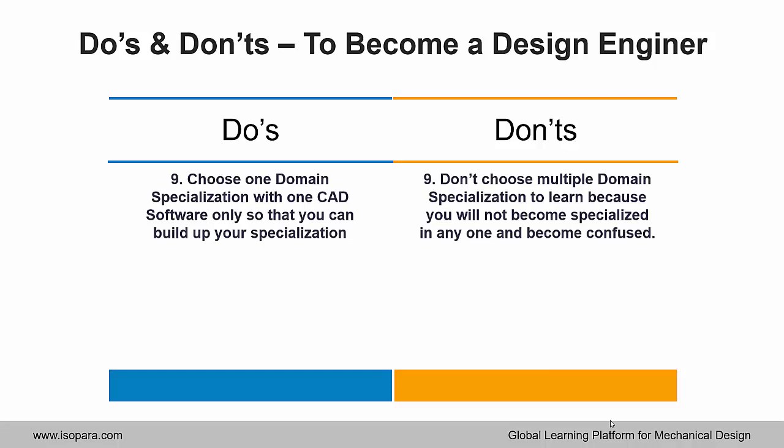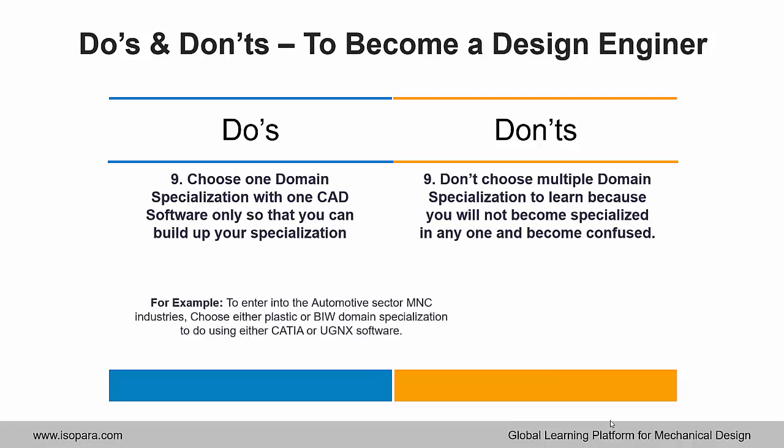For example, to enter into the automotive MNC sector industries, choose either plastic or BIW domain specialization to do using either CATIA or UGNX. Means either plastic or BIW and either CATIA or UGNX. It's clear and simple. You will see some of the combinations over here, and even if you go for other domains, you will have some more options of combinations, but always remember: one CAD plus one domain. Now let's move towards the next point.